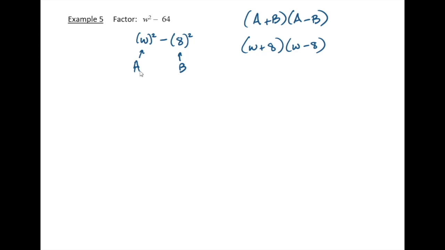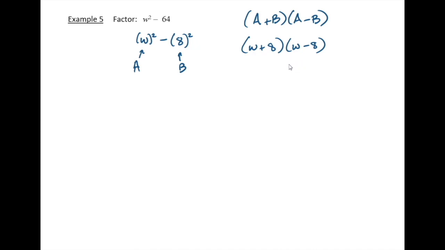Now let's look at a difference of squares. These are easy to identify because we have a perfect square minus another perfect square. And since there's no middle term to check, we just need to identify a and b and write the two factors a plus b times a minus b. A is w and b is 8 because 8 squared is equal to 64. So that gives us the factors a plus b, or w plus 8, times a minus b, w minus 8.